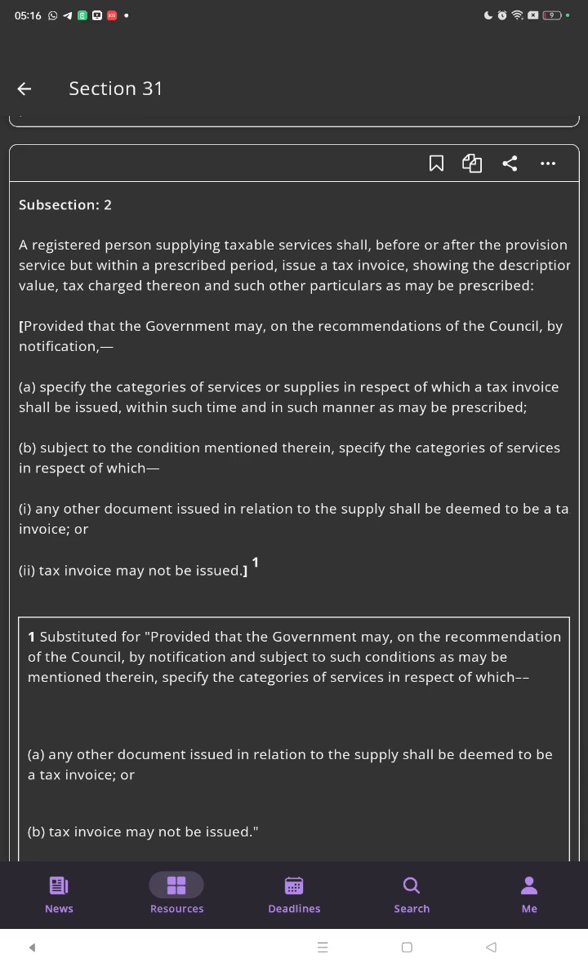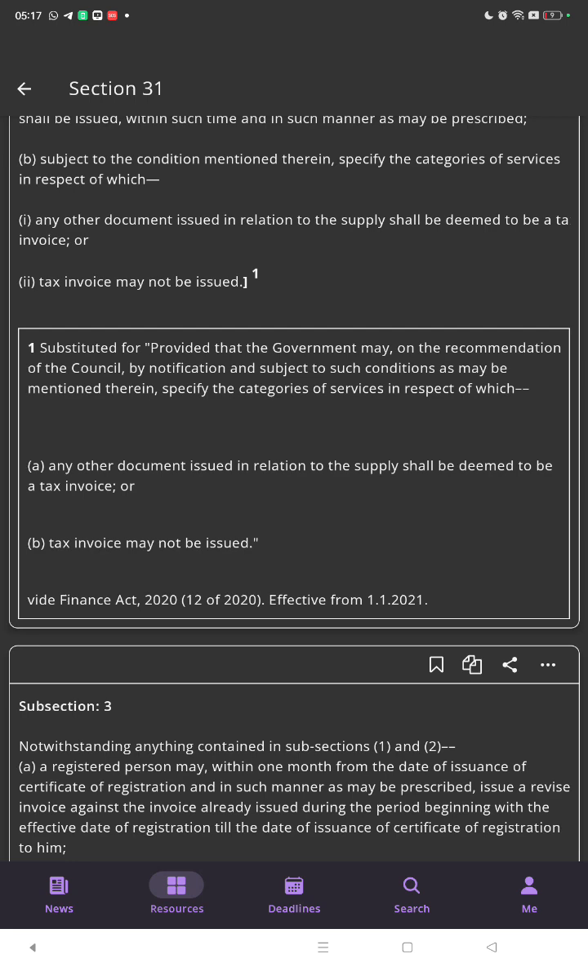Subsection 2. A registered person supplying taxable services shall, before or after the provision of service, but within a prescribed period, issue a tax invoice showing the description, value, tax charged thereon, and such other particulars as may be prescribed, provided that the government may, on the recommendation of the Council, by notification, specify the categories of services in respect of which a tax invoice shall be issued within such time and in such manner as may be prescribed, subject to the conditions mentioned therein, specify the categories of services in respect of which any other document issued in relation to the supply shall be deemed to be a tax invoice, or a tax invoice may not be issued.